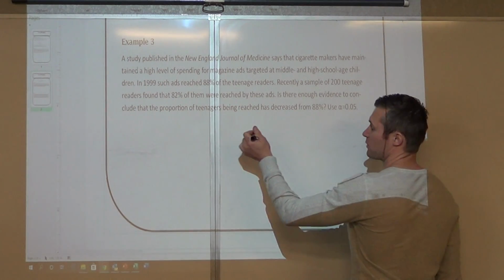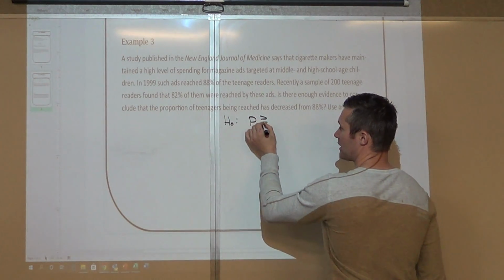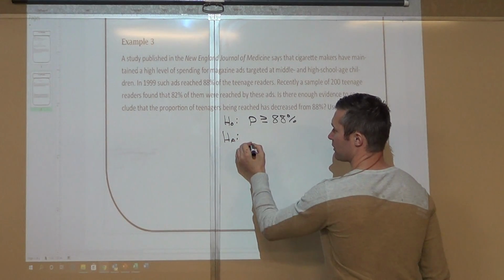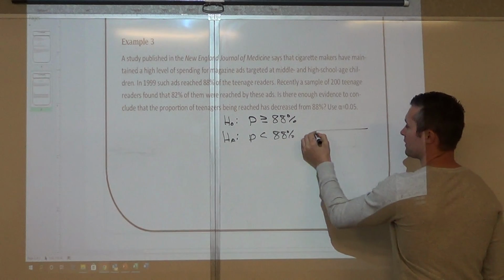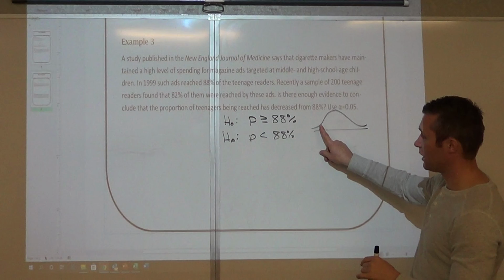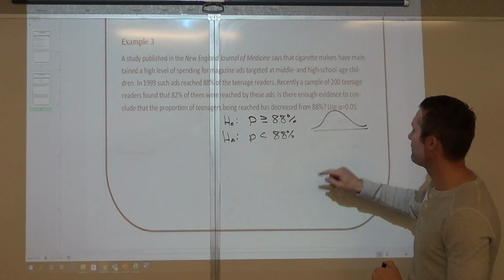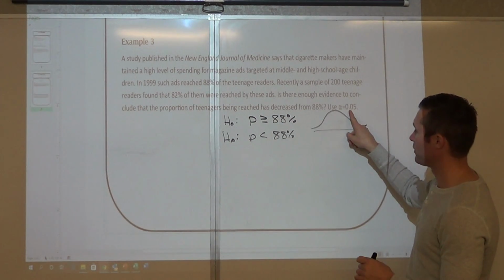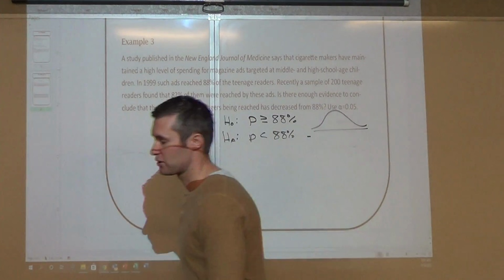So if it's decreased, we're going to assume the opposite. So we'd say our proportion is greater than or equal to 88%. And our alternative is that it's less than 88%. So again, this right here has decreased. It's a one-tailed test. So we want to see if it's decreased, so we know it's going to be a lower tail test of 0.05. So we know it's going to be a negative value because it's to the left.